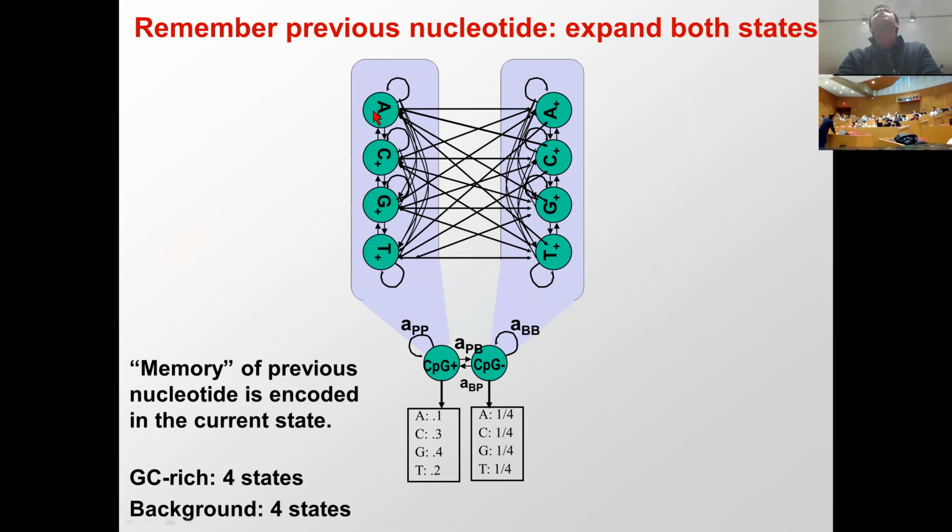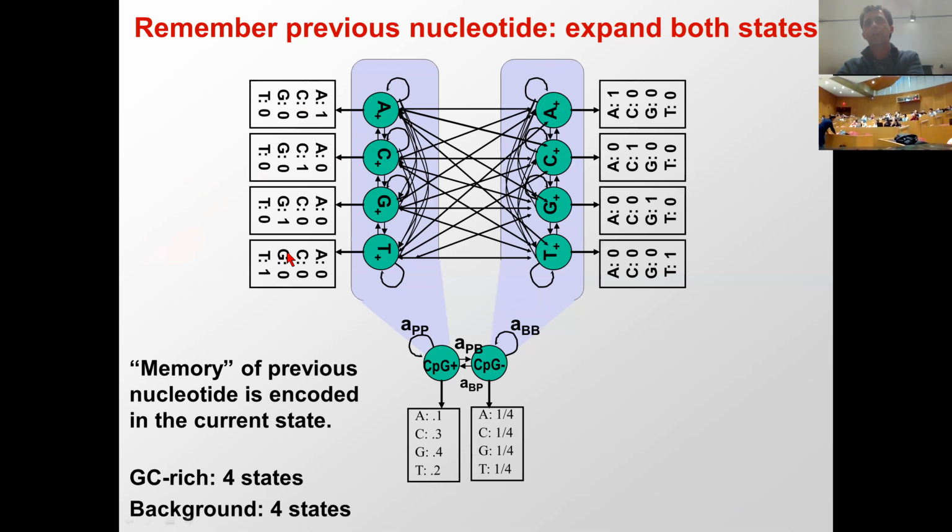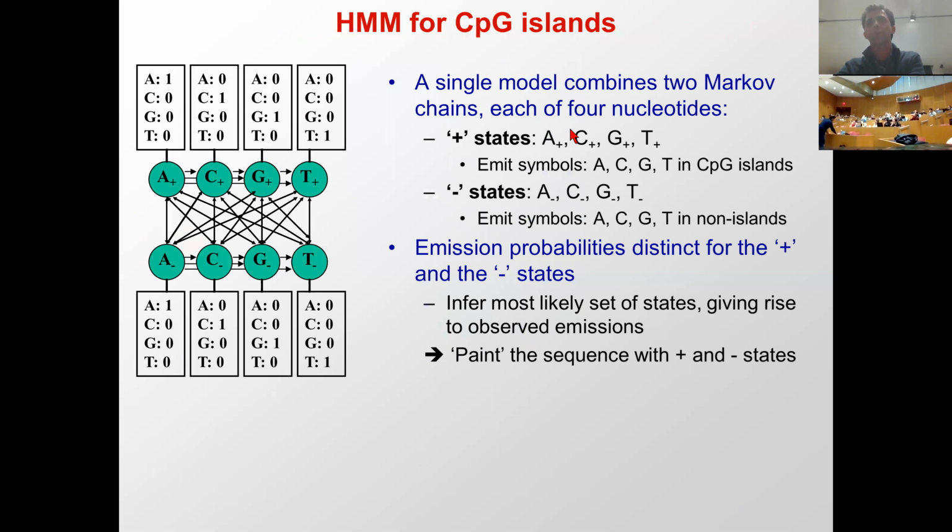And now what can I emit from an A plus character or an A minus character? What are my options? A, C, G, and T. What is the probability of emitting a G? Zero. What is the probability of emitting an A? One. If I'm in this particular state at the current position, I can effectively only emit this particular character. So I'm in an A in a CpG island, I'm in an A in a CpG minus island, and so forth. So all of the information is now starting to be encoded in the transitions.